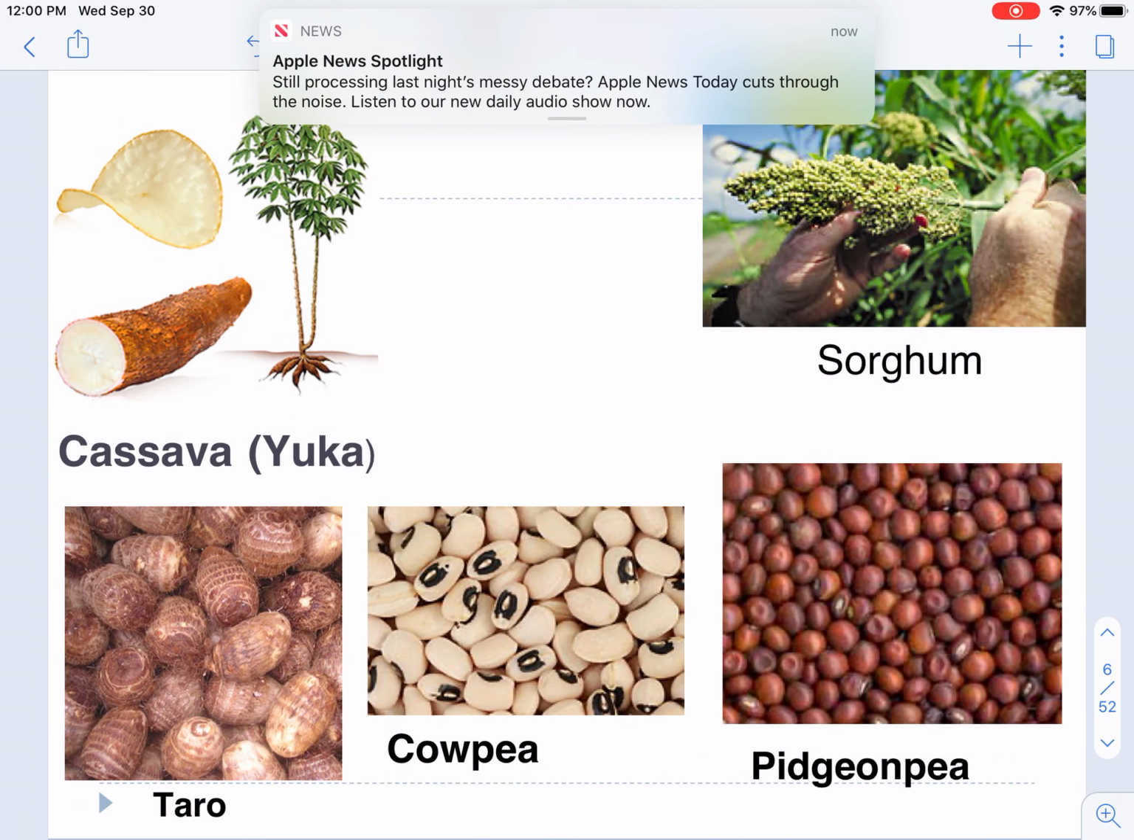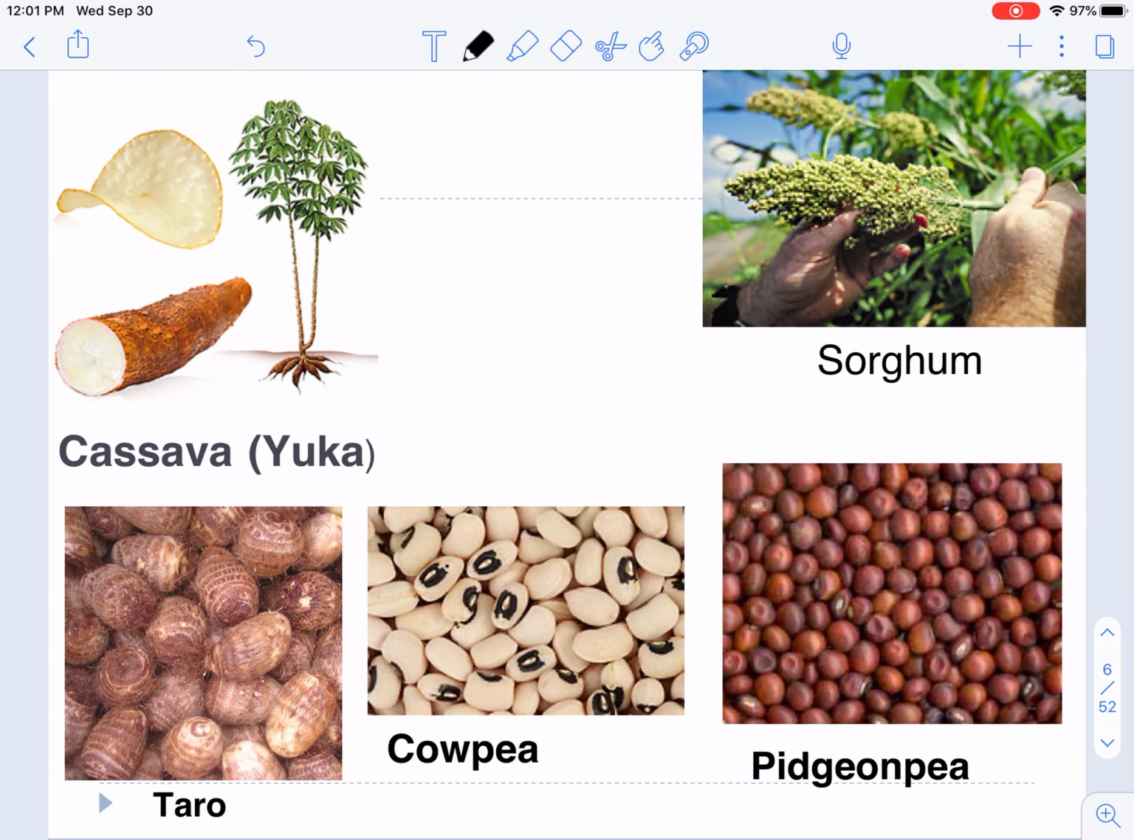To give you a visual, some people say, well, it's a cassava. It's a root plant, so you can see kind of like a potato, I guess, or a yam of sort. You have taro and cowpeas and pigeon peas. These are rich in protein, and then sorghum is another type of wheat.